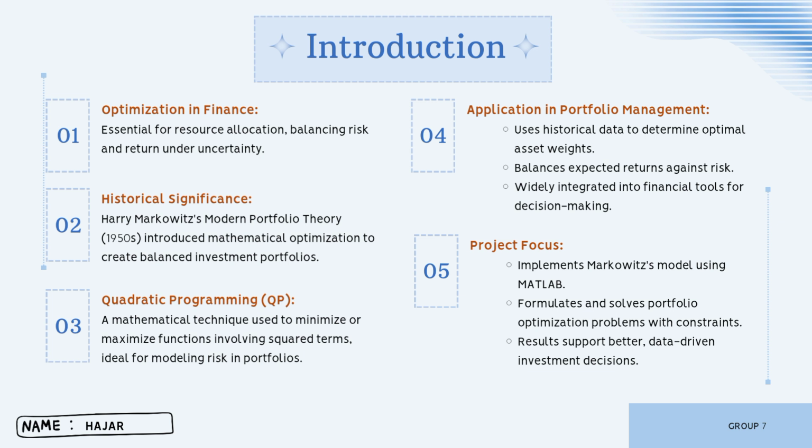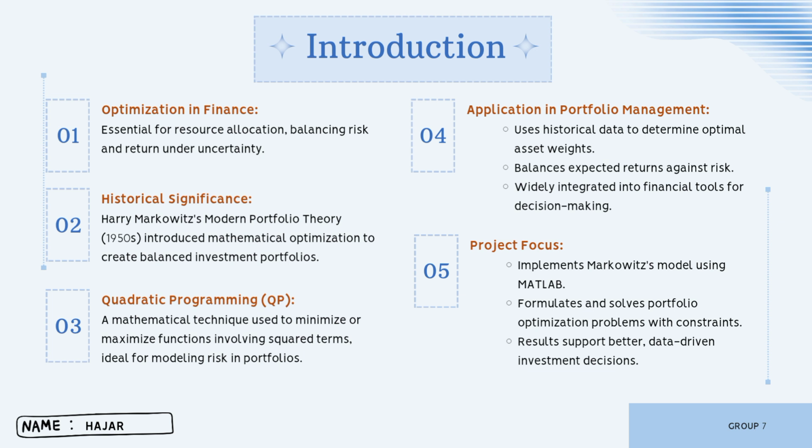Historically, Harry Markowitz's modern portfolio theory, developed in the 1950s, revolutionized this approach, and it introduced a mathematical framework that allows investors to create portfolios that maintain an optimal balance between expected return and risk. One of the key techniques in this area is quadratic programming. So this mathematical method helps solve problems where the objective involves square terms, making it perfect for modeling risk.